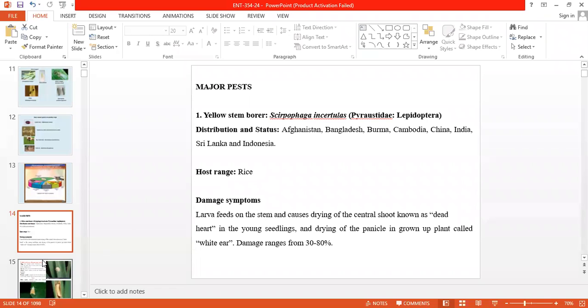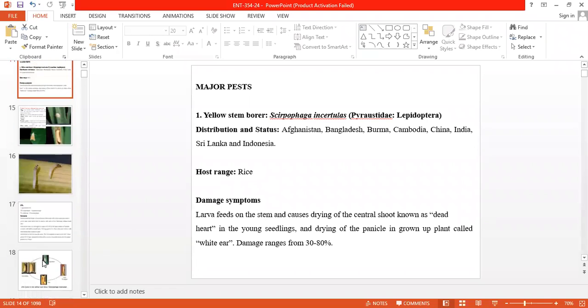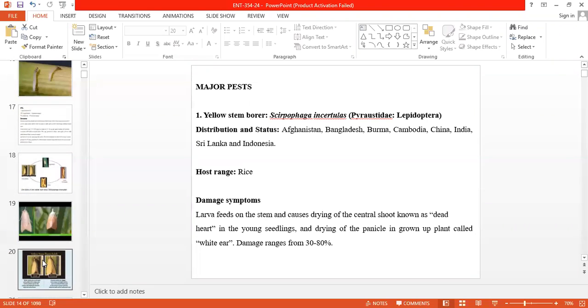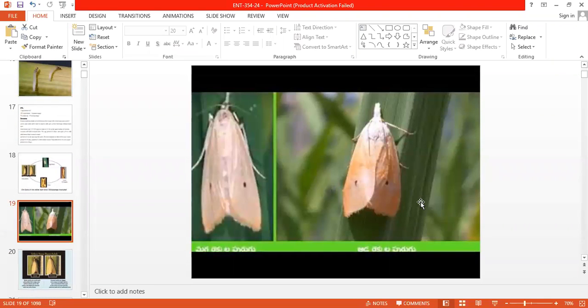So why is it called the yellow stem borer? Because the adult of this pest is yellowish brown in color, that's why it is called the yellow stem borer. Stem borer is the common name of this pest, because this pest mainly infests the stem of paddy. That's why it is called a stem borer.